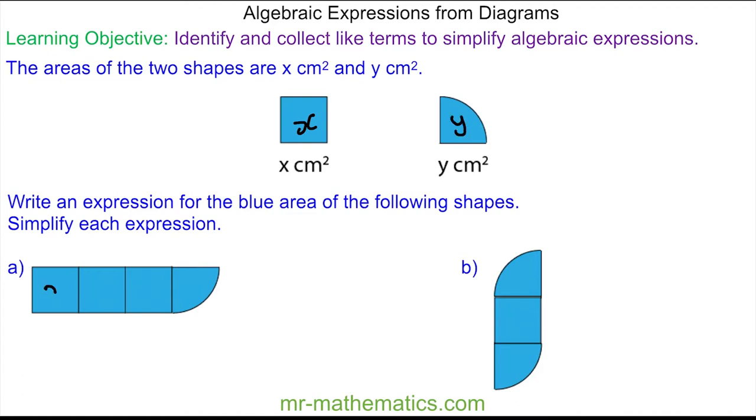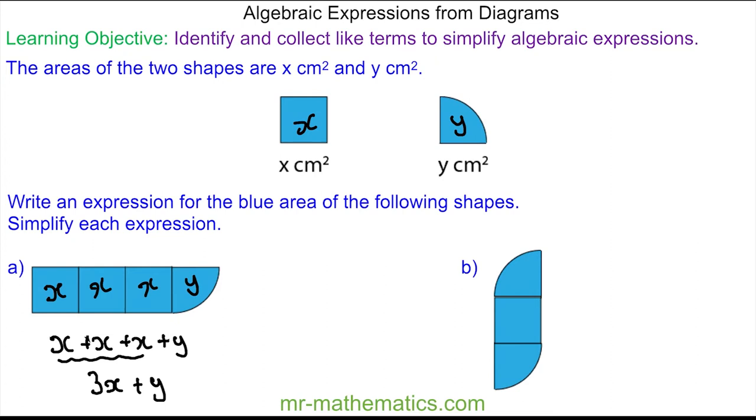So for question A, we have 1, 2, 3 x's and one y term. We can write this as a long addition, and now we can collect the like terms. Here we've got 3x plus y.